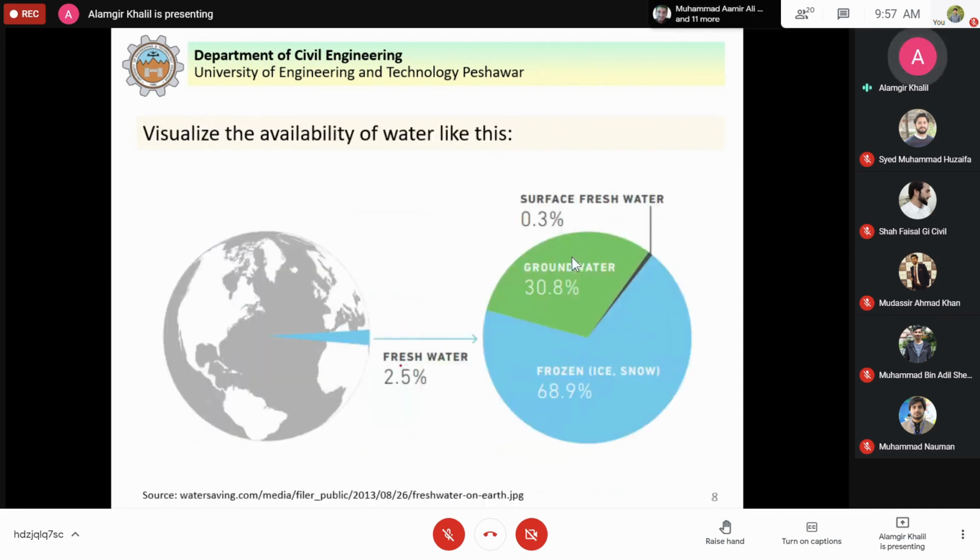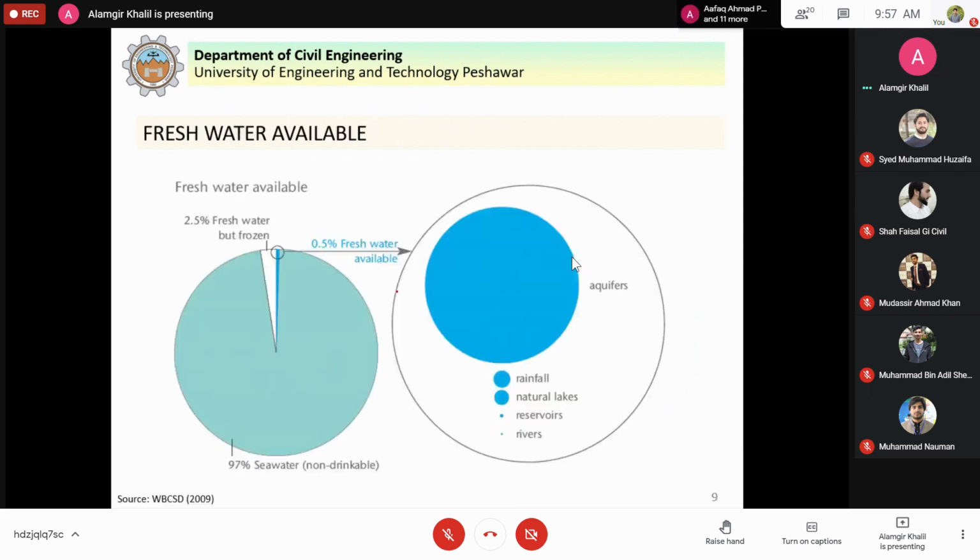You can see how much water is available globally to us for use directly. So the fresh water, which is 2% of the total water, you can see here that a great portion is frozen, and around 30% is the groundwater. So the surface fresh water available is only 0.3%, a very small quantity. These figures can be slightly different because the sources of these figures are different. So 2.5% fresh water but frozen. 97% is seawater, it is non-drinkable.